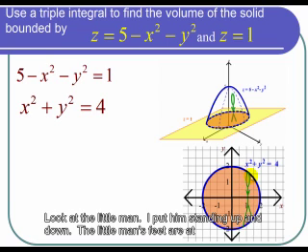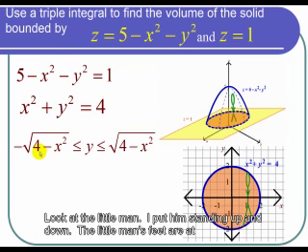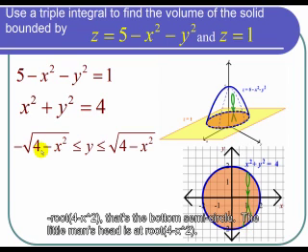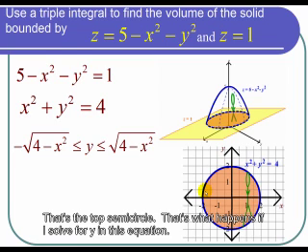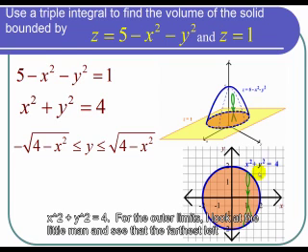And look at the little man. I put him standing up and down. The little man's feet are at negative the square root of 4 minus x squared. That's the bottom semicircle. And the little man's head is at positive the square root of 4 minus x squared. That's the top semicircle. Those are what happens if I solve for y in this equation, x squared plus y squared equals 4.